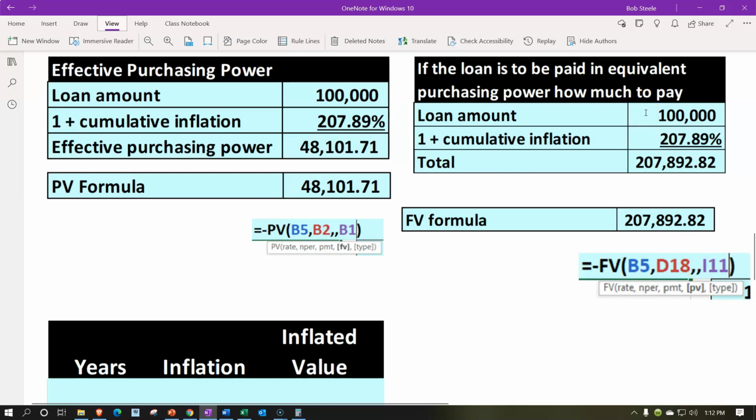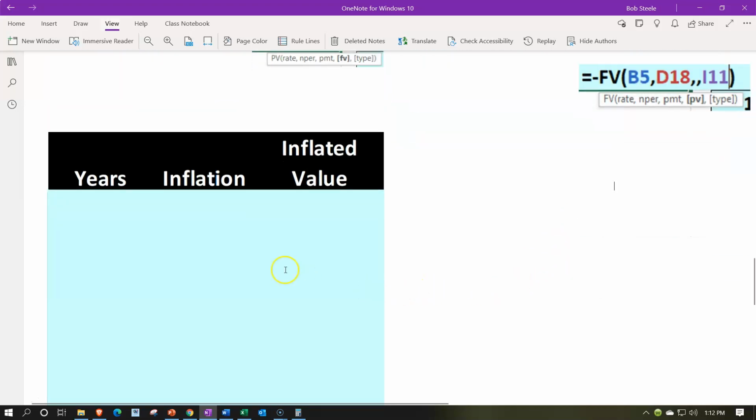So now we start at the 100,000 and ask, okay, where would we be at the end? Where would we need to be in terms of dollars in order to be at equivalent units given that inflation rate? And that would give us the 207,892.82. So if we started at the 100,000 at period 0, and then we wanted equivalent dollars 15 years from now, given that 5% inflation rate, we would be at the 207,892.82.